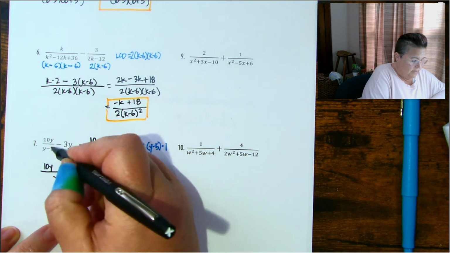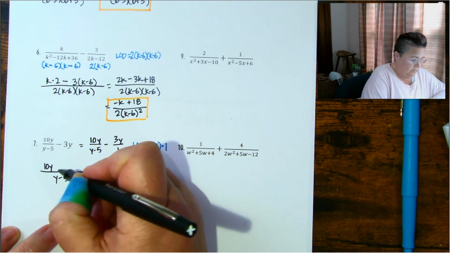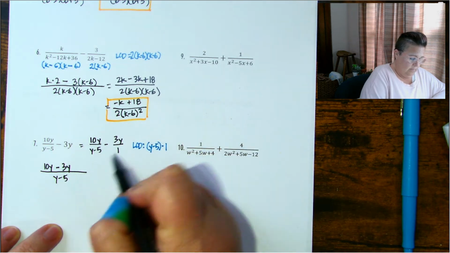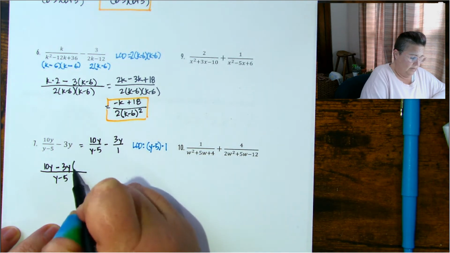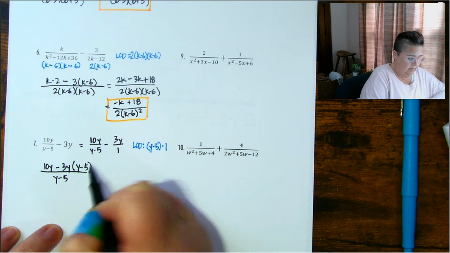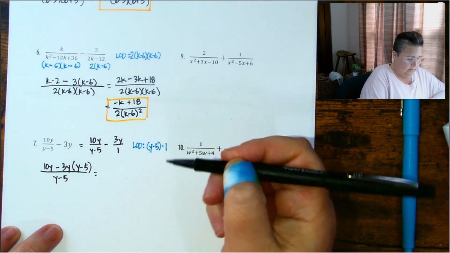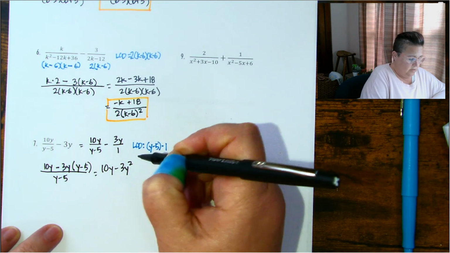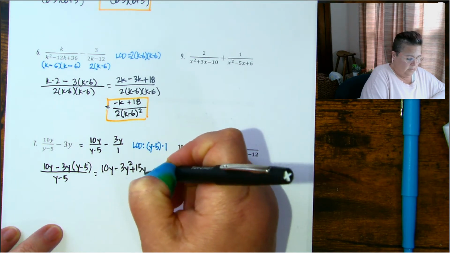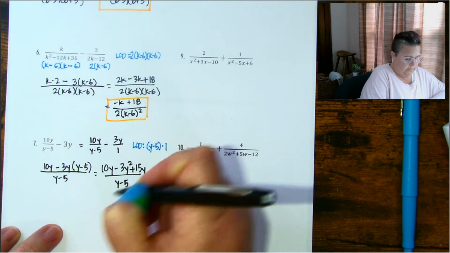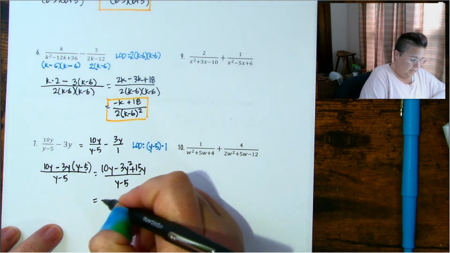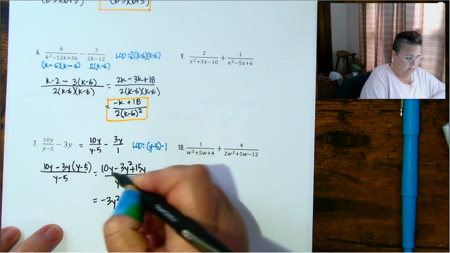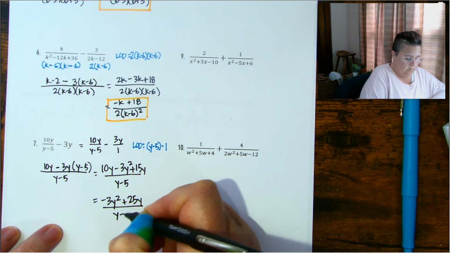That 10y will stay the same because it was already over a y minus 5. I'll subtract the 3y. But to build this so it fits over a y minus 5, I will need to multiply it again by a y minus 5. This gives me 10y minus 3y squared plus 15y over y minus 5. Or a negative 3y squared plus 25y, combining my like terms, over y minus 5.